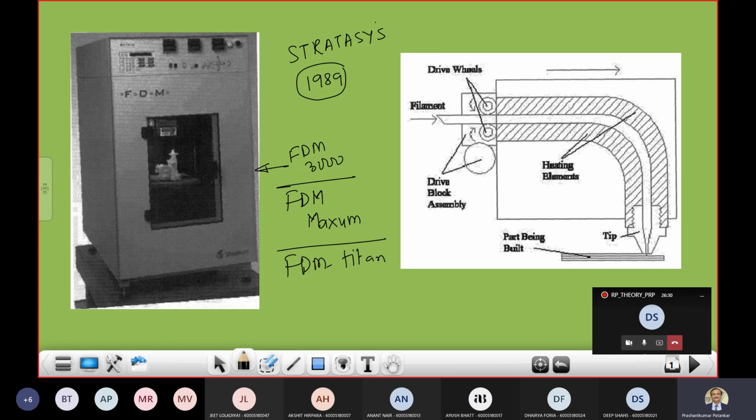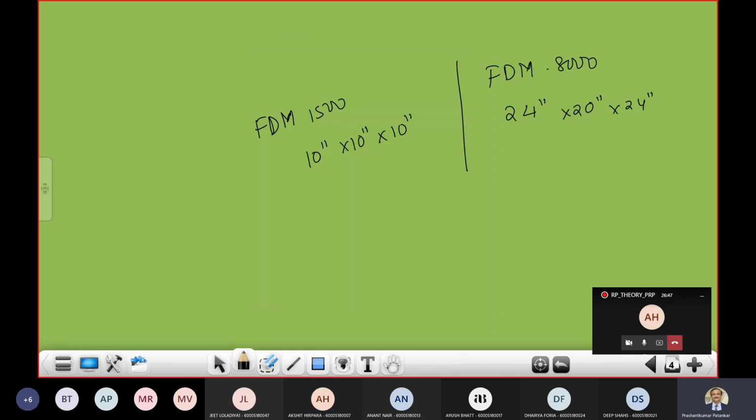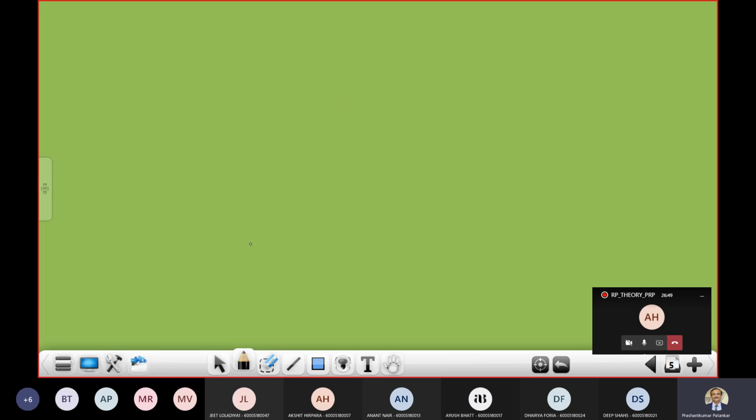Now this is about the hardware. Now regarding your software. Is this clear? Hello. Yes, sir. So regarding the different software, let me tell you.